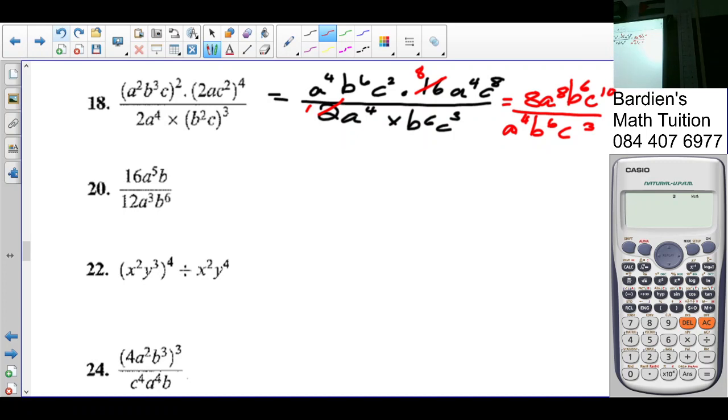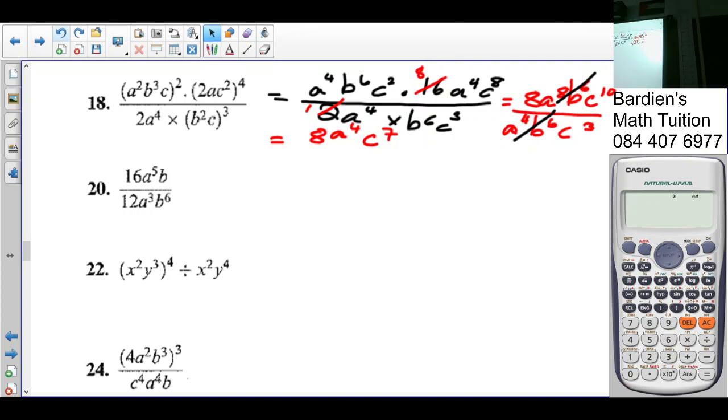Right, the numbers are sorted out already. The 8 will remain in the numerator. Where's the more a's, on top or at the bottom? Top. So it's going to be a to the 8 minus 4, which is 4. Where's the more b's? Same, so they cancel. Where's the more c's? Top. So it's going to be c. Okay. You all understand? Alright.